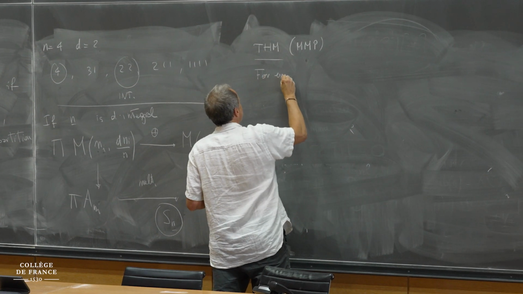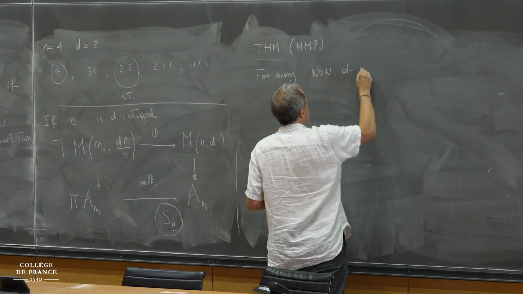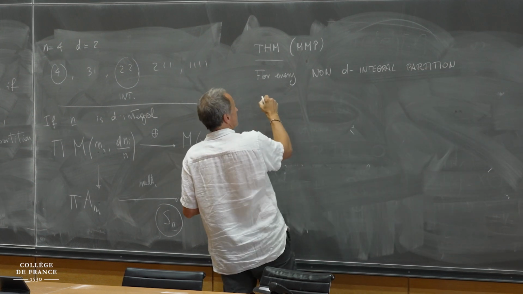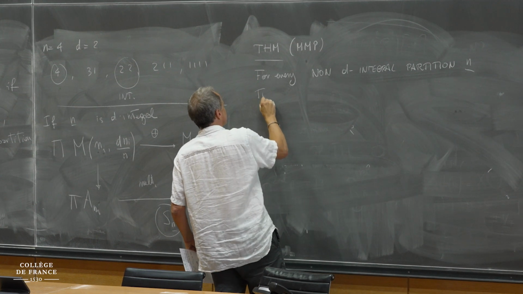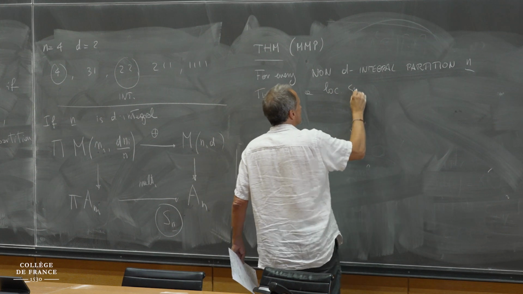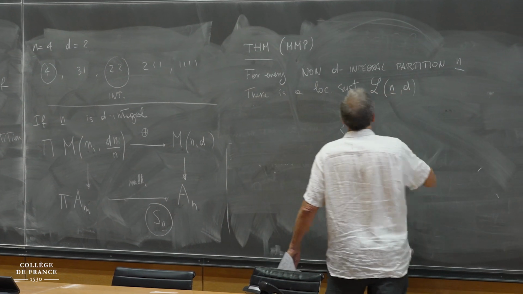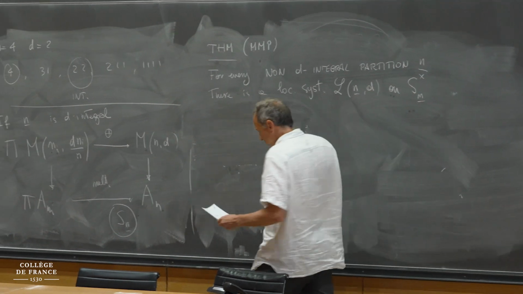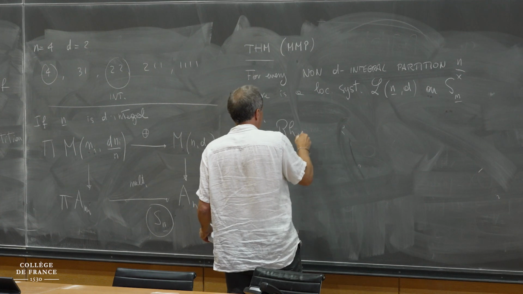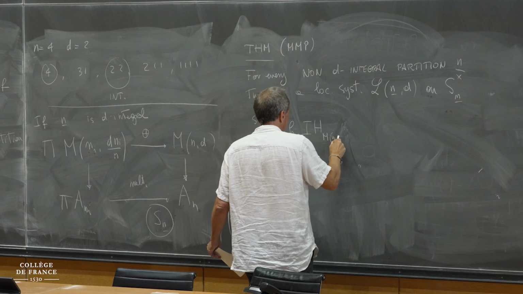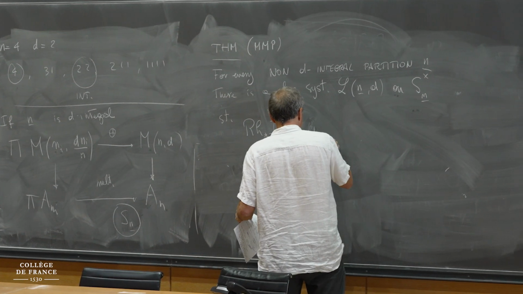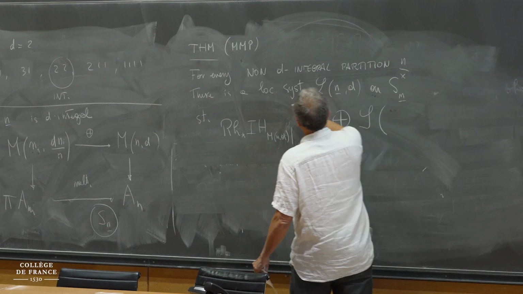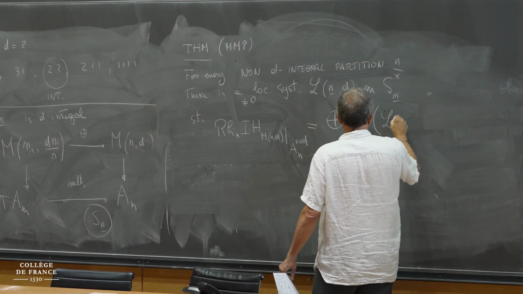So for every non-d-integral partition n, there is a local system L_{n,d} more or less with the same property on S_n nodal, such that the direct image of the intersection complex of M_{n,d}, again on the reduced part, is the sum of the Ngo strings of these non-zero local systems.